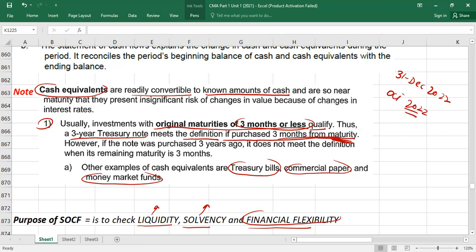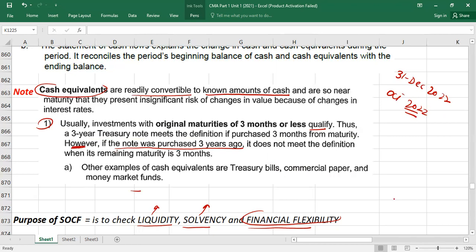However, if the note was purchased 3 years ago, and now only 3 months remain, now you cannot classify it as cash equivalents. Only those securities can be classified which you purchased within 3 months from the maturity. That is cash equivalents. Okay, guys?